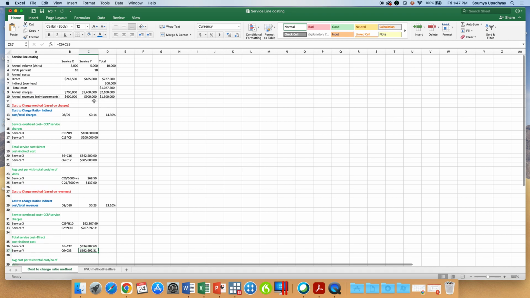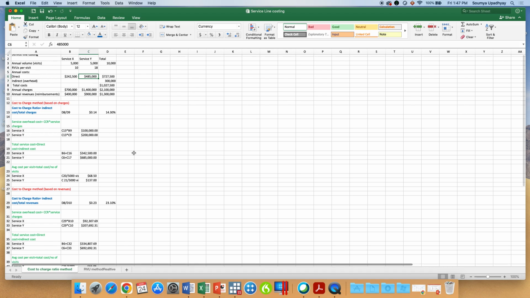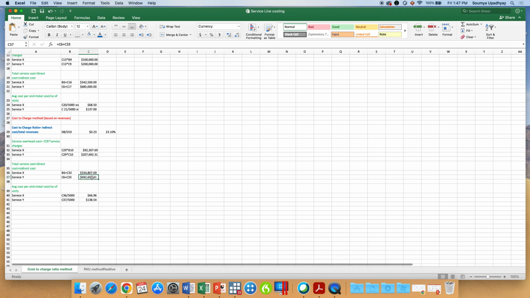So that's going to be C6, which is $485,000 for direct cost, and then we add C33 to it, which is the service overhead cost, and that gives a total number over here of $692,692. Now, average cost per visit is the total cost divided by number of visits. So we take these two numbers, C36 and C37, and divide them by the number of visits. That gives us the average cost per visit of $66.96 for service X and $138 for service Y.